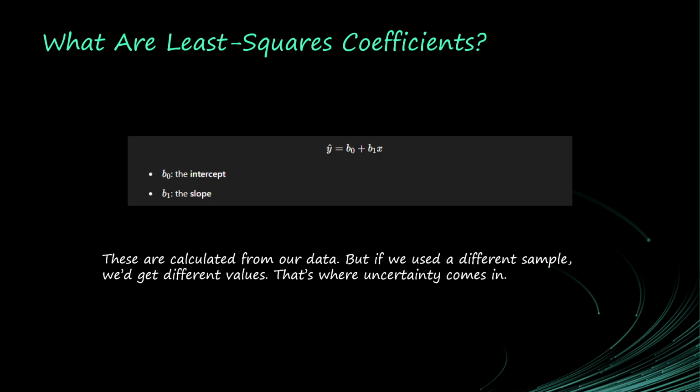So in simple linear regression, we try to model the relationship between a variable x and a response variable y using a line y hat equals b0 plus b1 times x, where b0 is the intercept and b1 is the slope. These are calculated from our data, but if we use a different sample, we get different values. That's where uncertainty comes in.